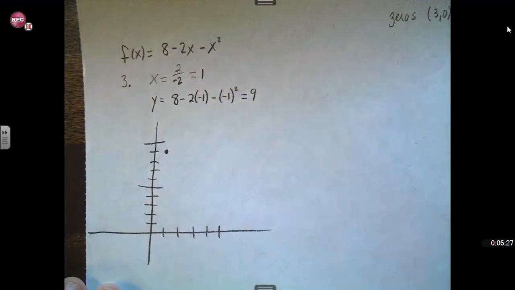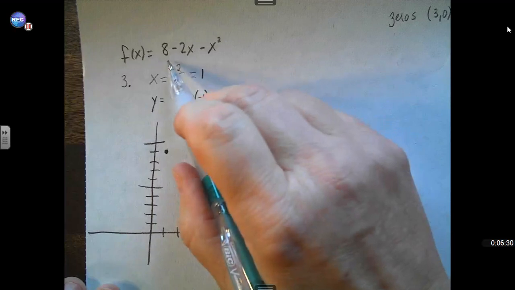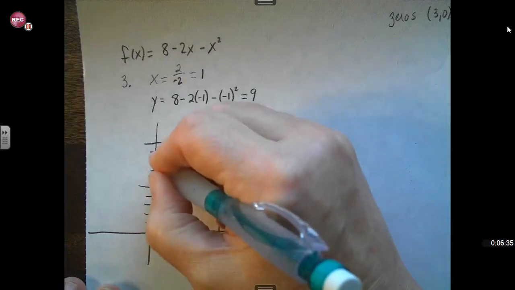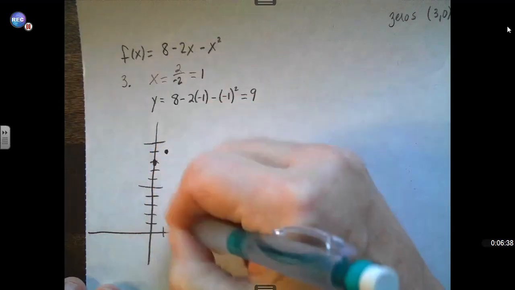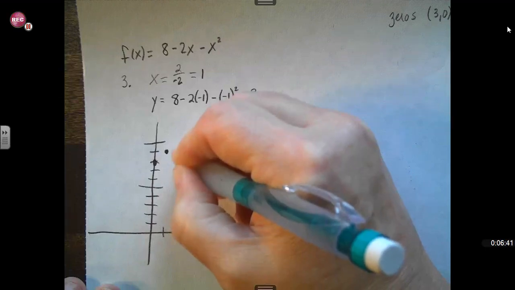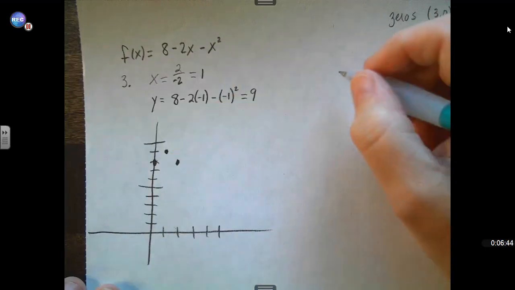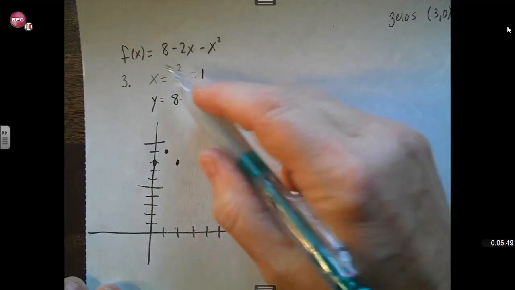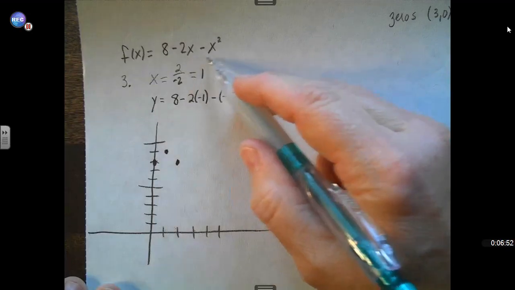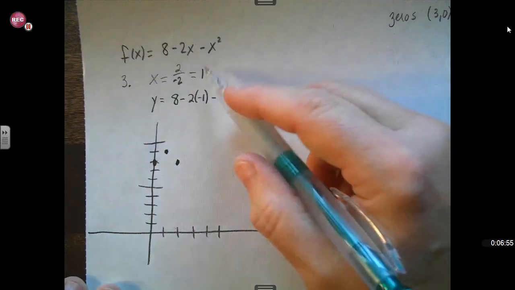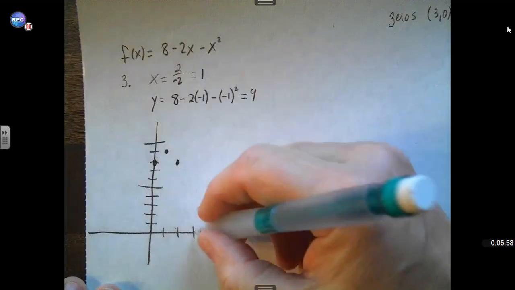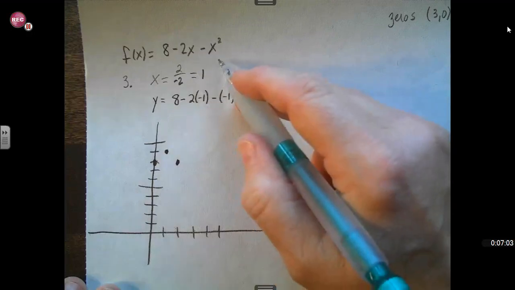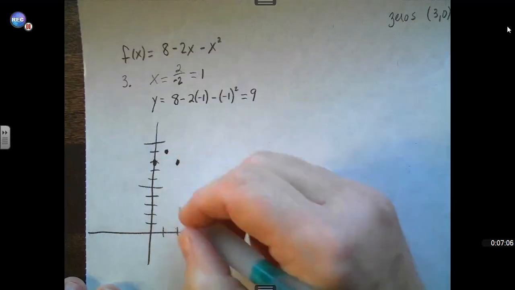And then what I'm going to do is plug in 0. If I plug in 0, I get 8. And if I use my axis of symmetry, I get the mirrored point over here. And then if I plug in 3, 8 minus 6 would be 2, minus 9 would be -7. Gosh, did I do that right? 8 minus 6 would be 2, and 3 squared is 9. So yeah, -7. So I'm not going to graph that.